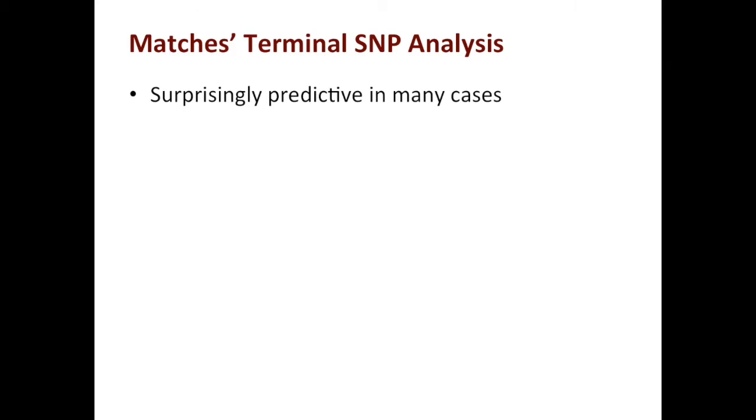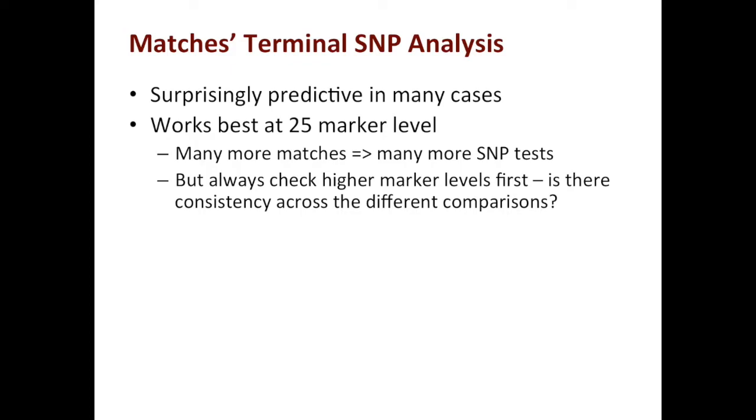So that's the matches terminal SNP analysis. It is surprisingly predictive in many, many cases. It doesn't work in all cases. Sometimes they're on a variety of different branches. They're U106, or L21, P312, IP57. You know, so they might even be in different haplogroups. And in that kind of situation, you can't do anything with that data. So this is not an answer to everybody's situation.